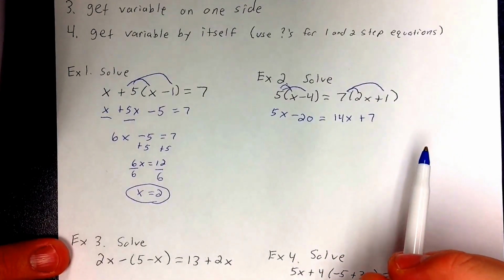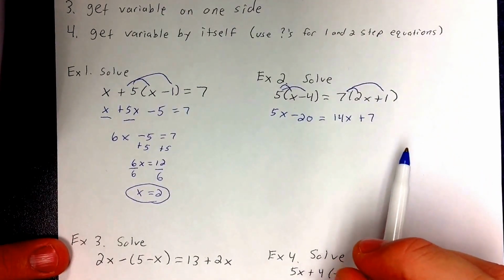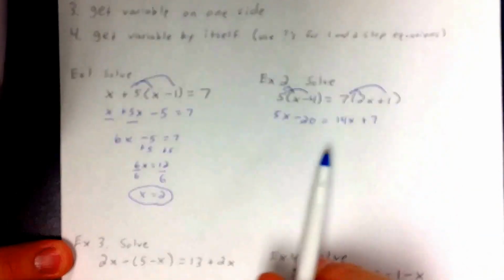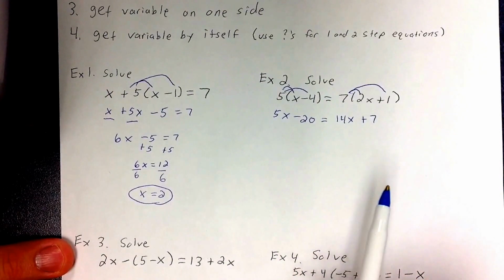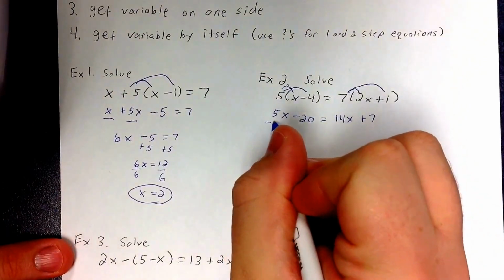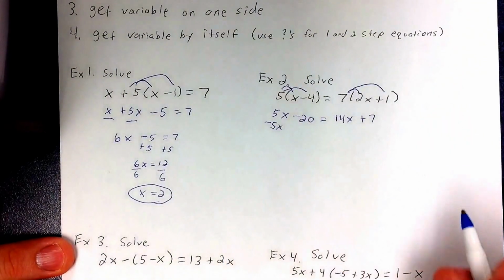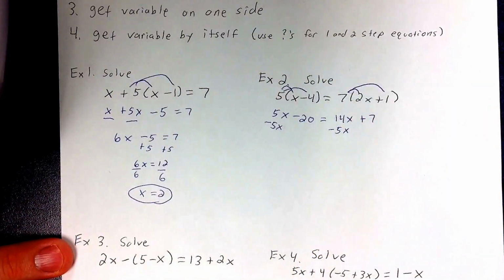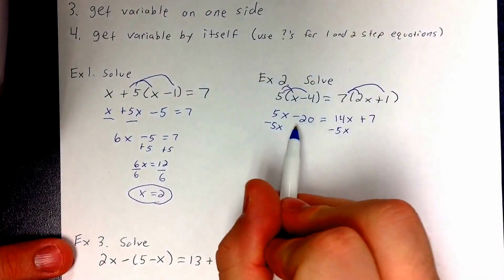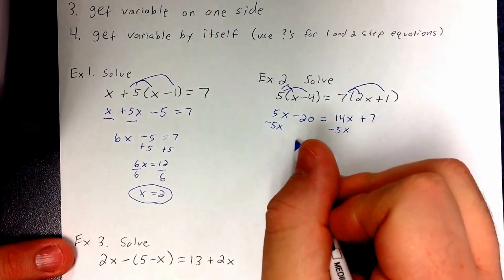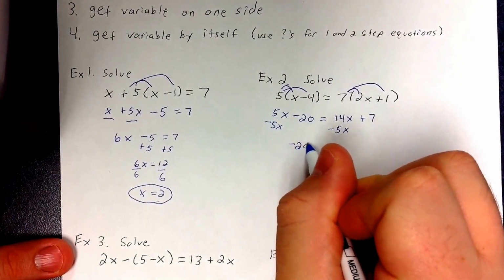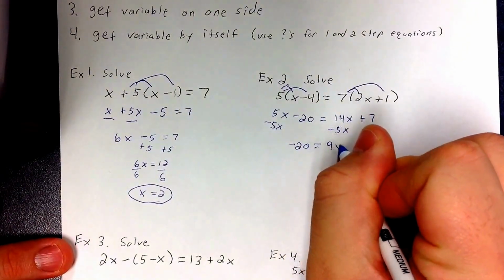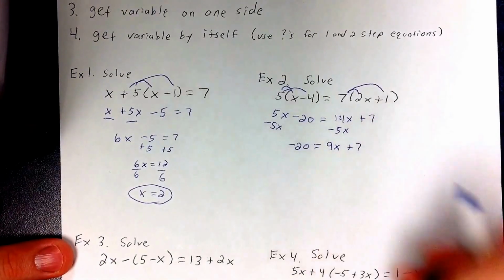So now I want to get the variables on one side. In order to do that, I usually like to pick on the smaller variable. So I got a positive 5x and a positive 14x. So the smaller variable is the positive 5. So to get rid of a positive 5x on that side, I have to subtract 5x from both sides. Important here, since it says minus 20, I bring it down as a negative 20. 14x minus 5x is 9x. Bring down the plus 7.